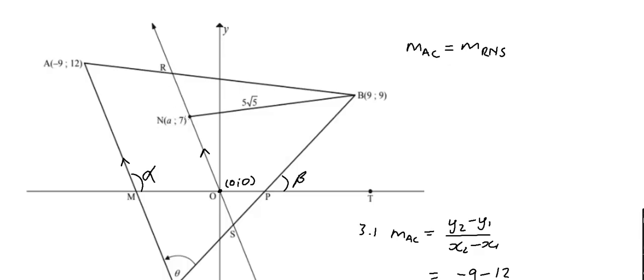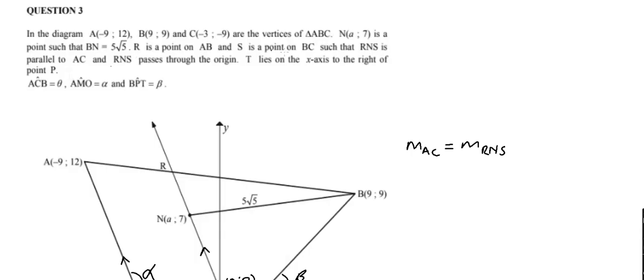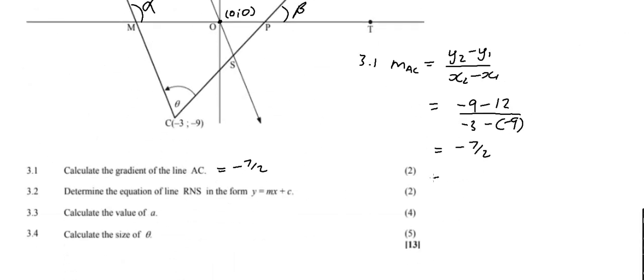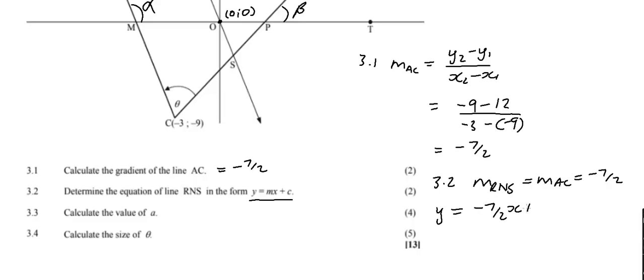3.1. They want the equation of the line RNS. And remember what they told us. They told us that RNS is parallel to AC. So the gradient of RNS is equal to the gradient of AC, which is -7/2. Now, an equation of a straight line is given by y equals mx plus c, so the equation of RNS is y is equal to -7/2 x plus c. Our job is to find c.